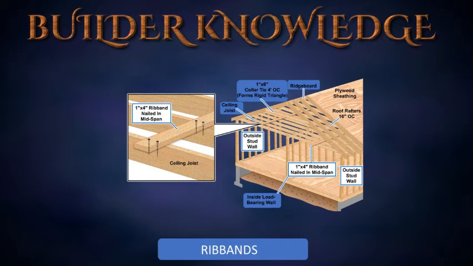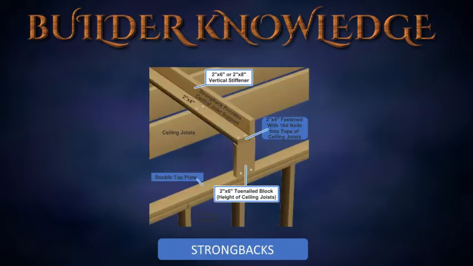Rib bands. Rib bands are used when you have ceiling joists that do not require a header. When you don't have a header, joists may twist or bow at the center of their span. A rib band is nailed at the center of the spans to prevent twisting or bowing.